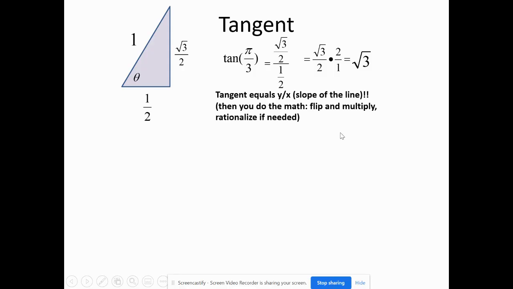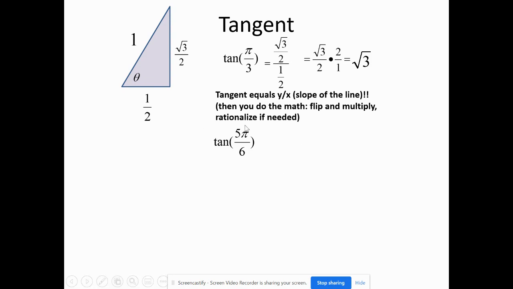Then you do have to do some math. Tangent is not just a glance at it and see the answer right away. You flip and make it multiply, and then you rationalize if needed. So let's do 5 pi over 6. We're not drawing pictures anymore, are we? No, okay, good.